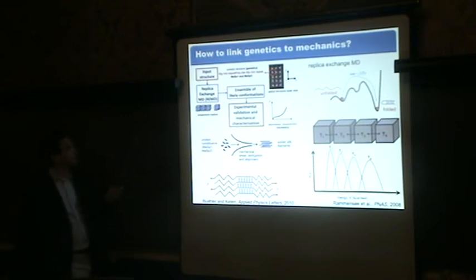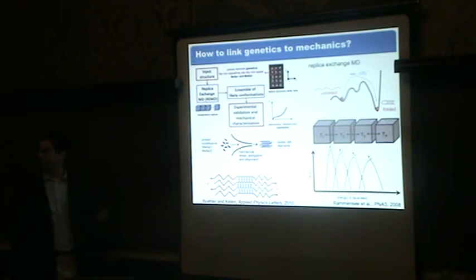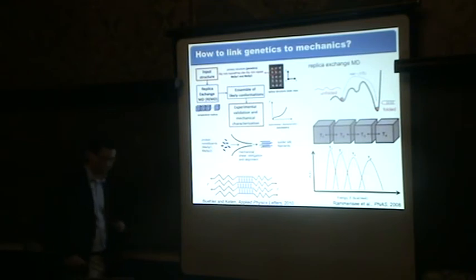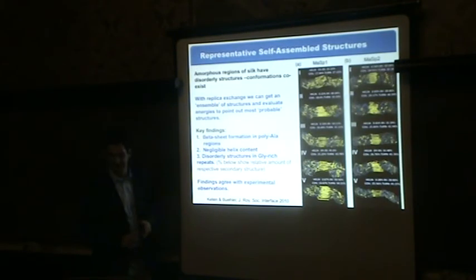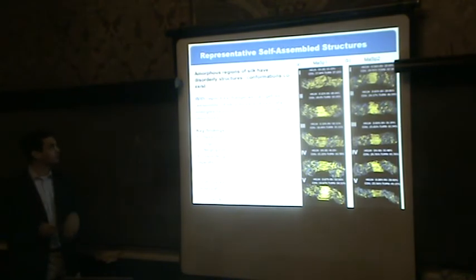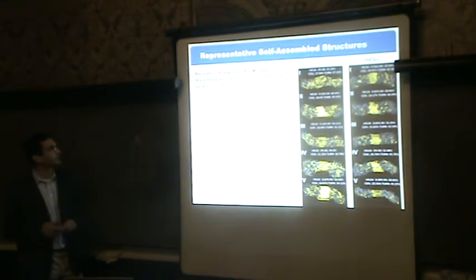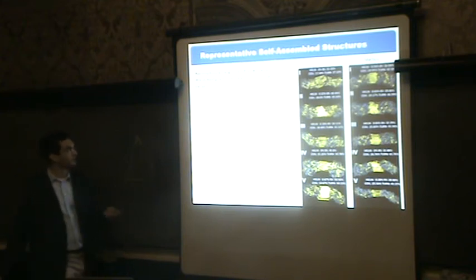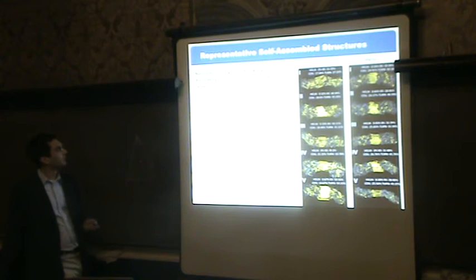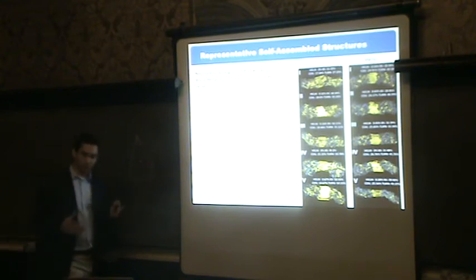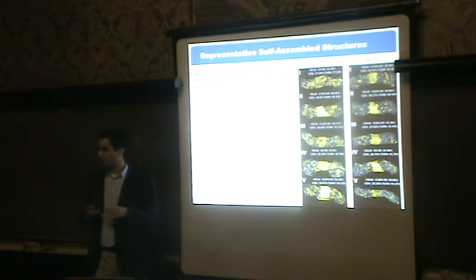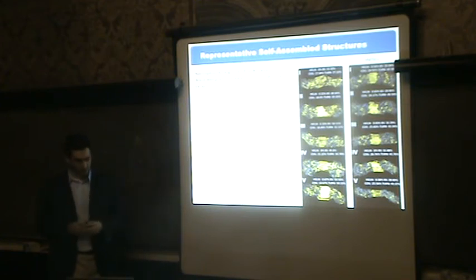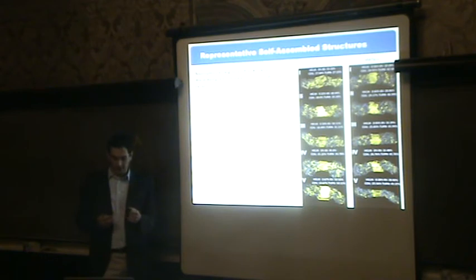So from this we get a very large number of different structures, and then we do statistical analyses on how these structures may be relevant to the actual structure, which we don't know. So, okay, we've done this, and in the end what we get is basically representative self-assembled structures for the crystalline and amorphous stages of the proteins. What we observe here is that amorphous regions have disorderly structures, conformations can coexist in many different configurations. And in the end, we get a listing of what could be the most probable structure.